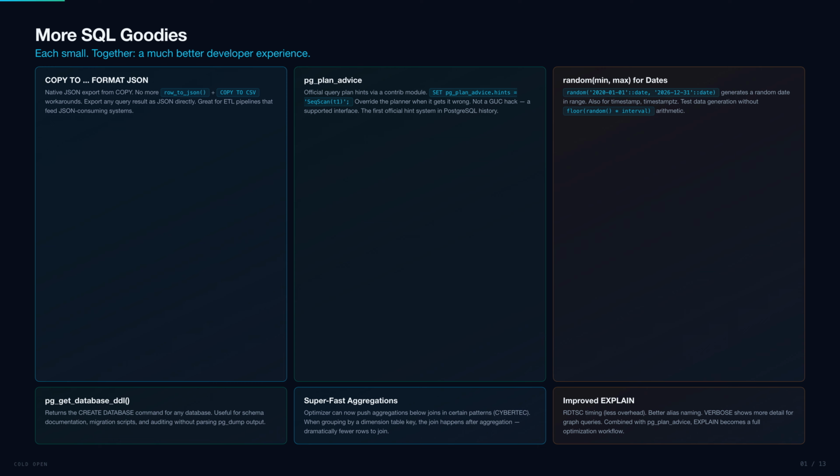Set pg_plan_advice.hints equals SEQ_SCAN(t1). Override the planner when it gets it wrong. Random min-max for dates and timestamps. Random date between 2020 and 2026 in one function call instead of floor, random, times, interval arithmetic.